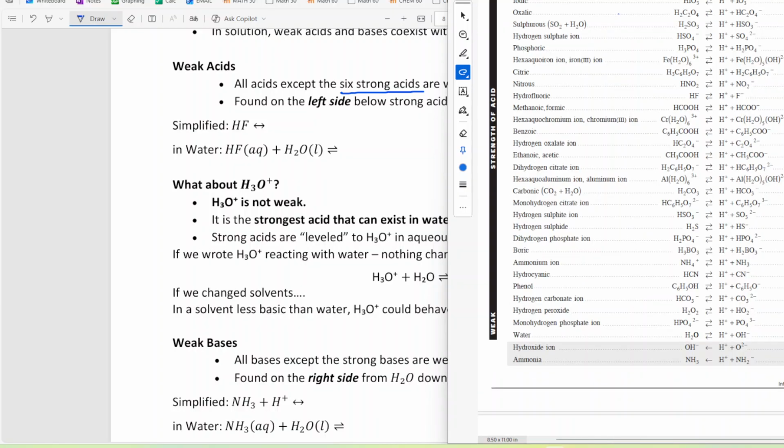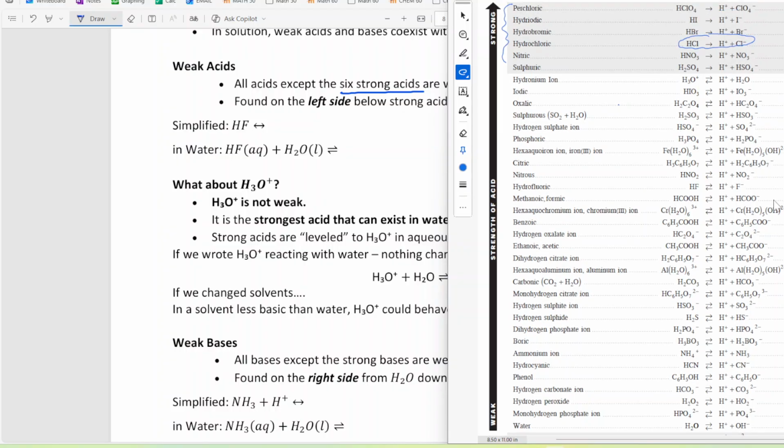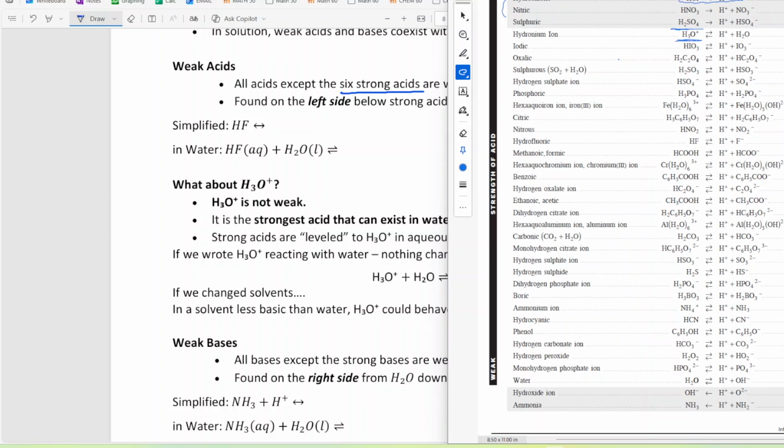Okay, so when we look at this chart, the strong acids are the 6 ones at the top, and then you'd think that the weak acids start here, but they actually start at the iodic acid, and I'll explain that in a bit. But the weak acids are going to go from HIO3 down to the water. Okay, so when we write the dissociation of a weak acid, let's pick hydrofluoric acid as an example.